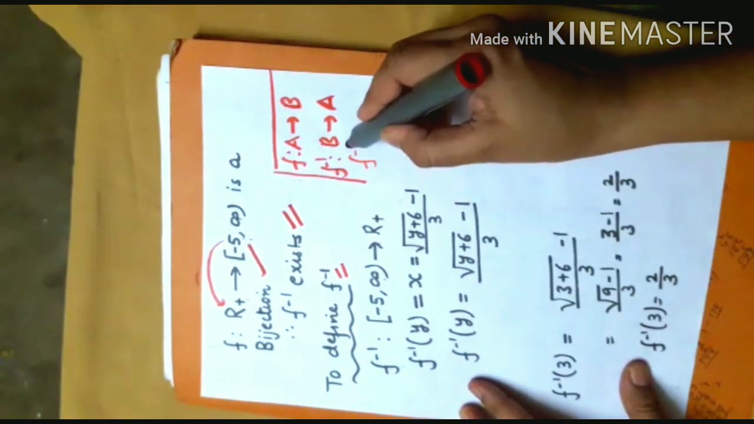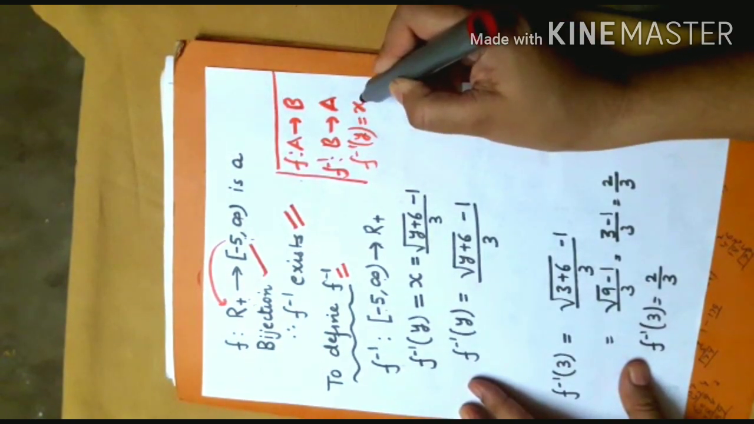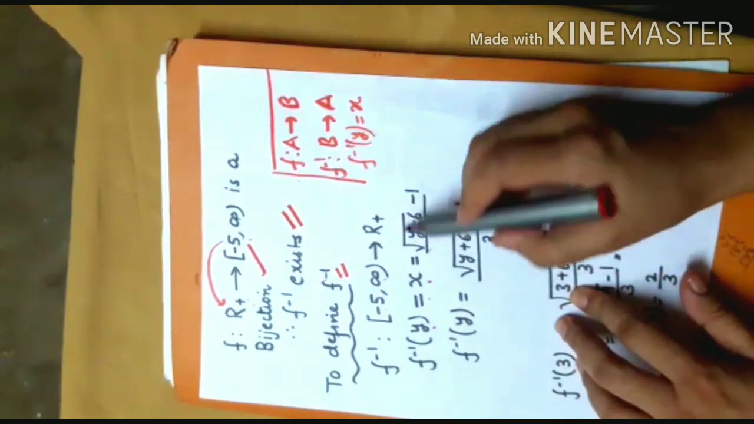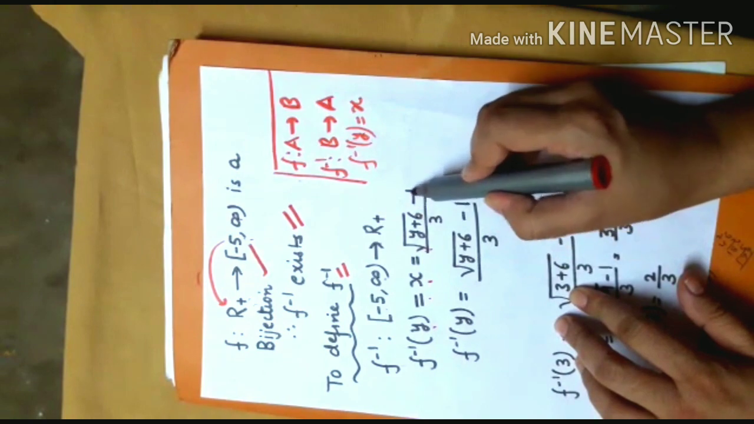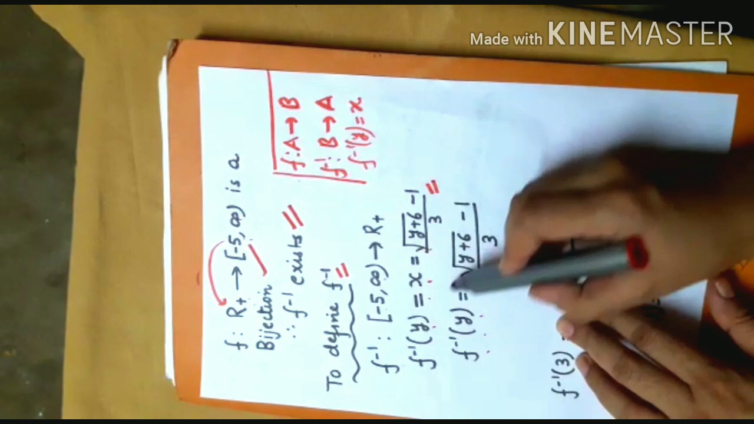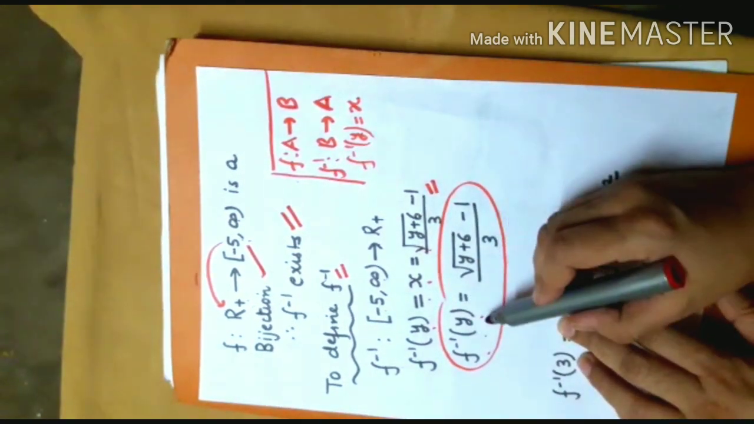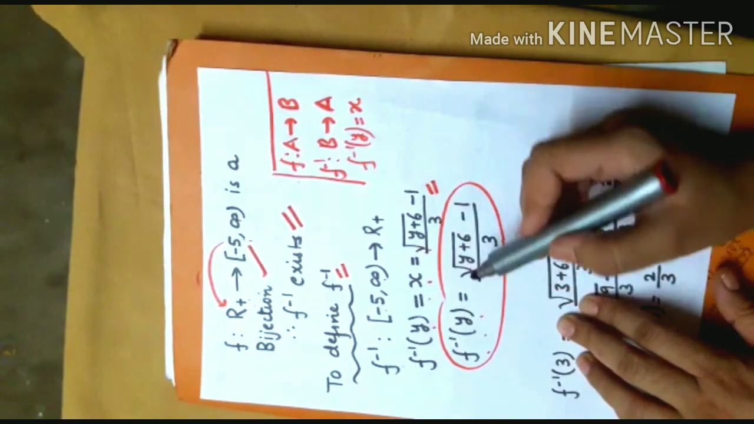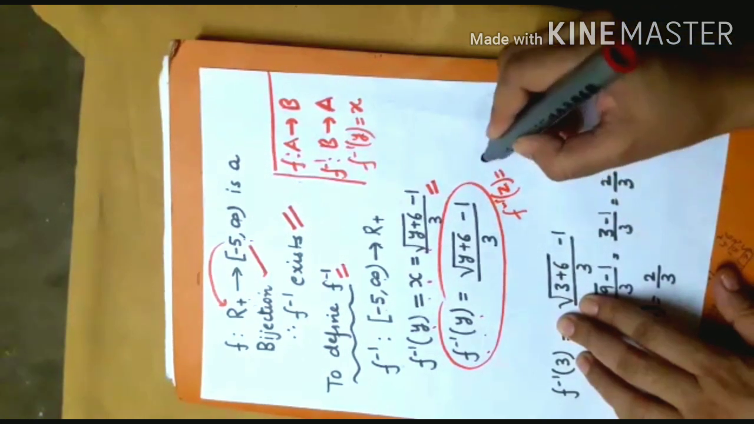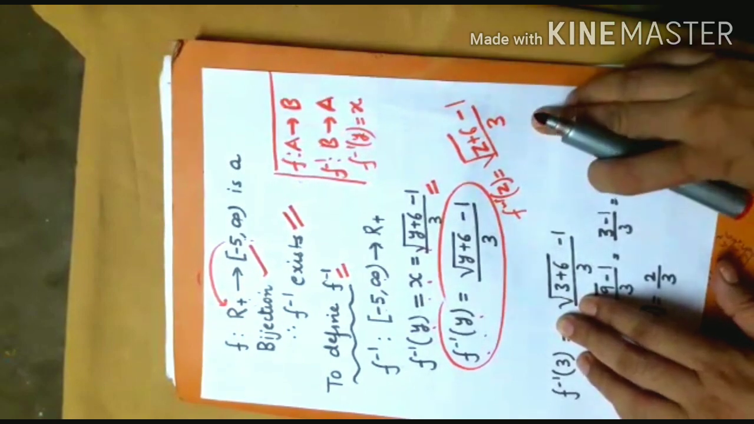And we know that under the inverse function, y is associated to its pre-image x. So f inverse of y is equal to x, and x was (square root of y plus 6, minus 1) over 3. So f inverse of y is equal to this. Now here, as I said earlier, y can be replaced with any variable. So I can write f inverse of z is equal to (square root of z plus 6, minus 1) over 3.